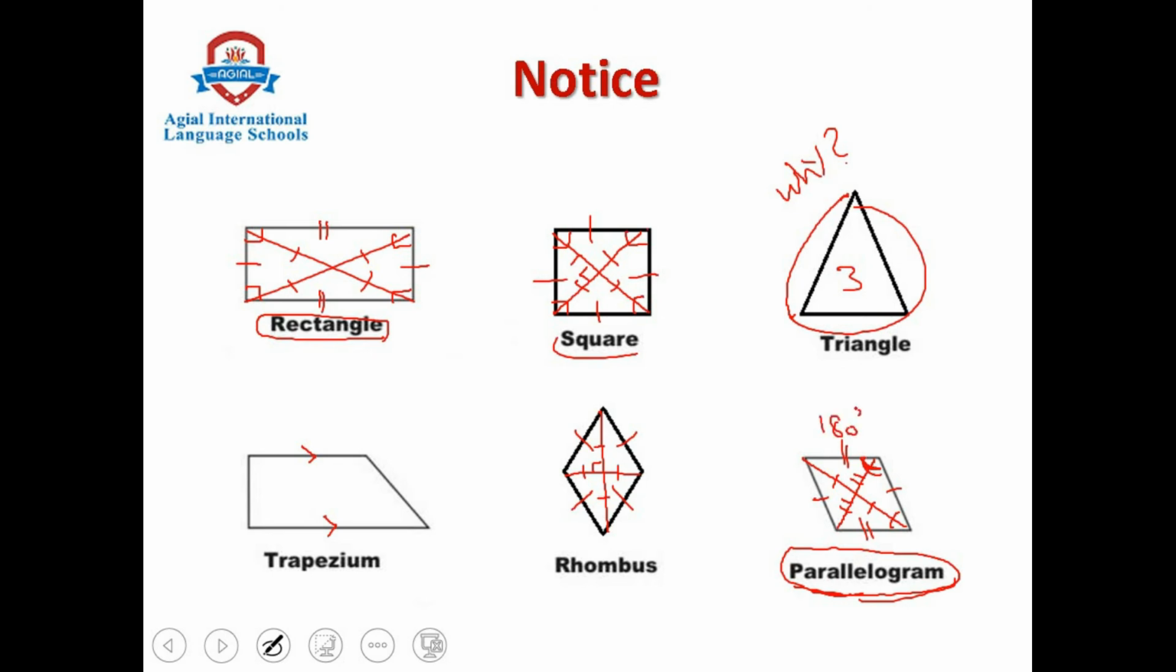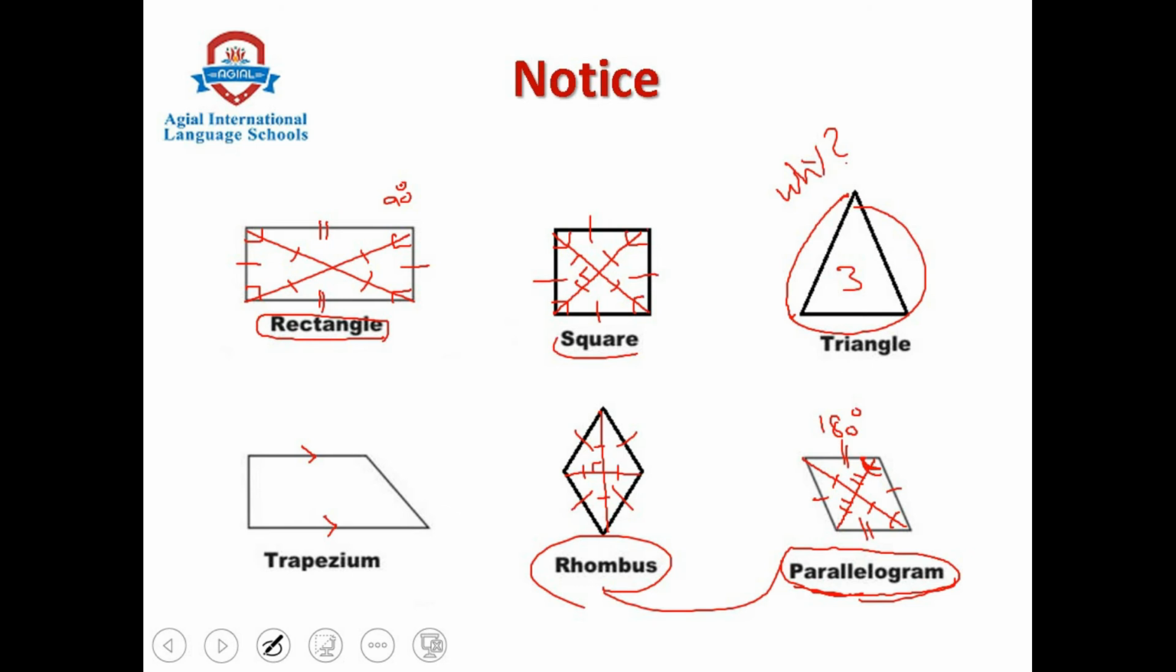So when we look at the rhombus, we can say the rhombus is a parallelogram, but all sides are equal. The rectangle is also a parallelogram, but each angle equals 90 degrees. And the square is a parallelogram, but each angle equals 90 and all sides are equal in length.